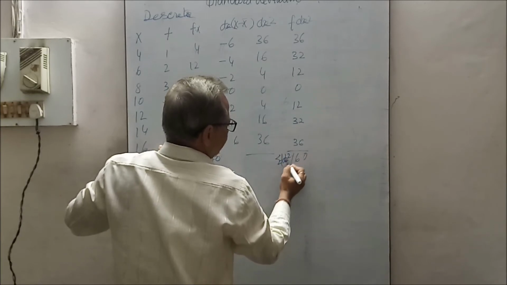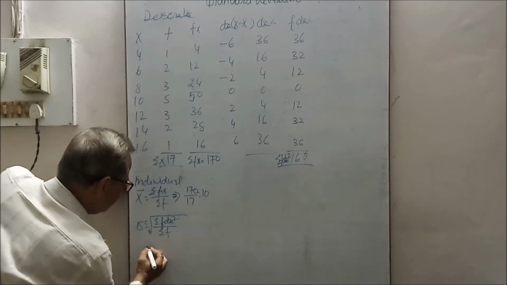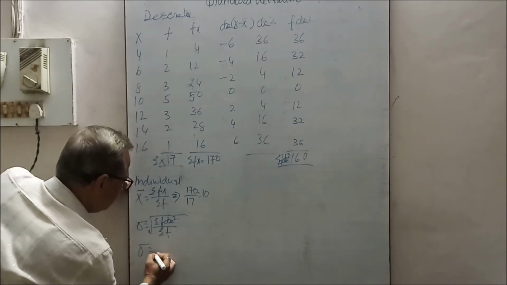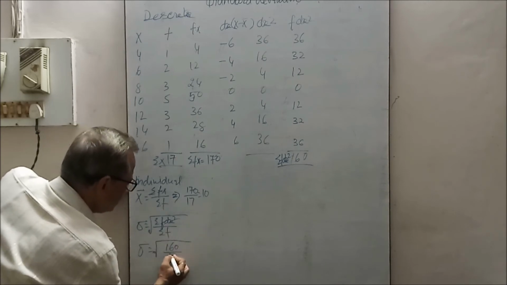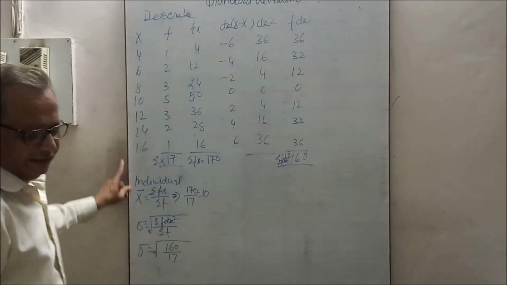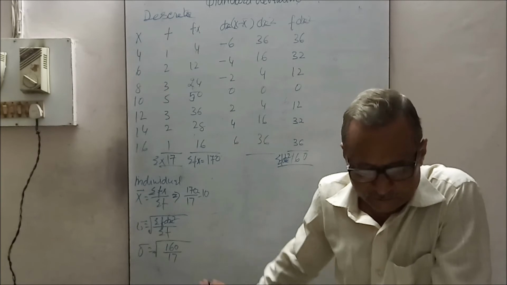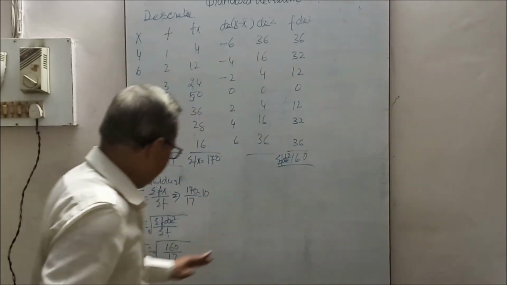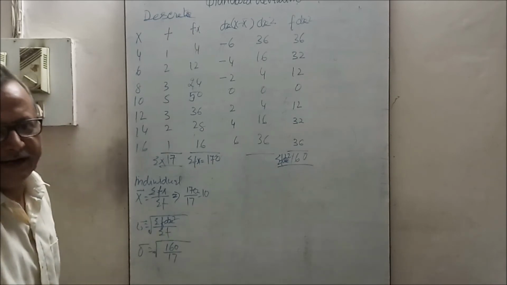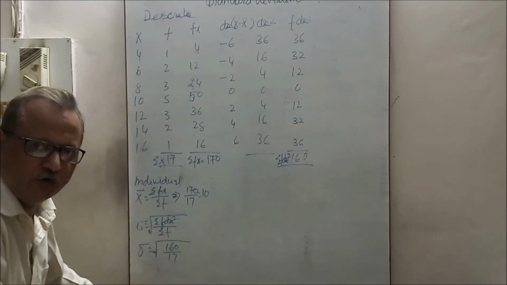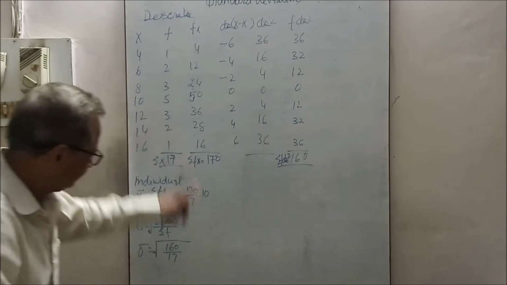f dx square is 160. Now put it in the formula: standard deviation is equal to under root 160 upon 17, then simplify, and after that break the under root and find the standard deviation. I am not solving it; it is up to you, just calculate it. If there is any difficulty, then ask.